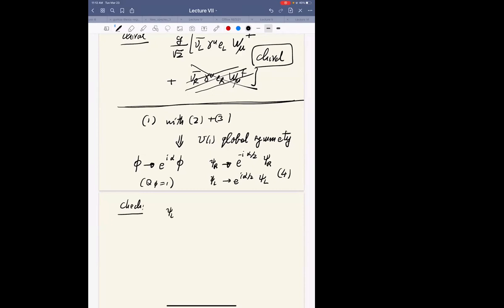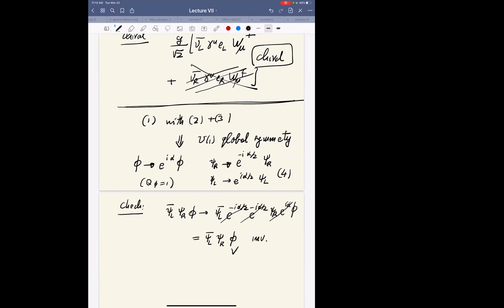We have psi l bar, psi r phi. This will go into psi l bar, e to the minus I alpha over 2. This is a complex conjugate. Psi r has e to the I alpha over 2, no minus, the way I've chosen. And then there is e to the I alpha phi. So this and this cancels. And this is psi l bar, psi r phi. It's invariant. It checks.